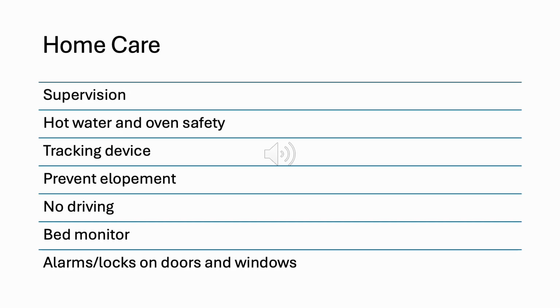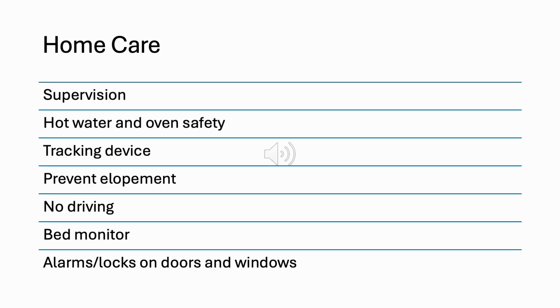When it comes to home care, you're going to want to assess the level of supervision. Is it appropriate for the stage of their illness? There are a lot of safety issues with somebody with dementia being at home alone. So you want to encourage the family to practice hot water and oven safety. That means setting the hot water to 120 degrees Fahrenheit. The patient should be wearing a tracking device, especially if they're at the stage where they're wandering. You need to prevent elopement, teach them how to do that with locks and alarms on windows and doors so you can hear if they're leaving.